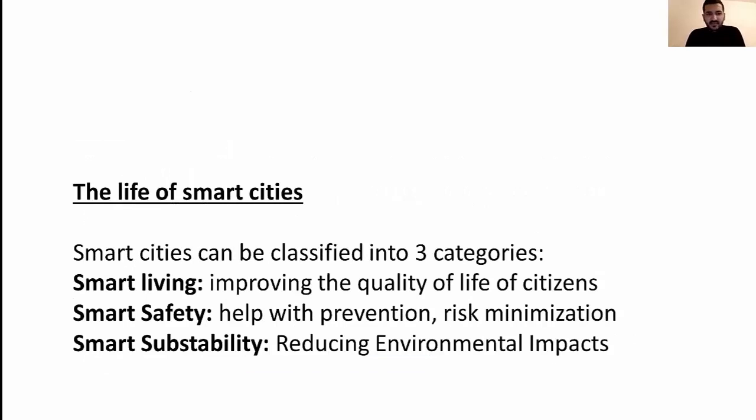Okay, the life of smart cities. Smart cities can be classified into three categories: smart living, improving the quality of life of citizens; smart safety, health with prevention and risk minimization; smart sustainability, reducing environmental impacts. So these are the three main categories of smart cities that are being developed right now all over the world.